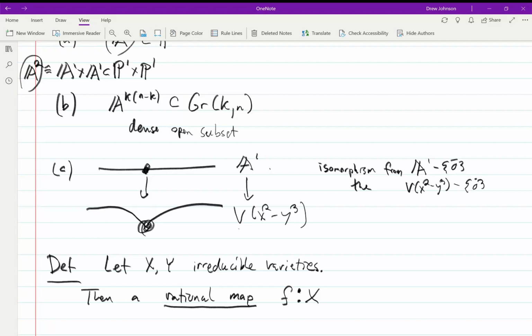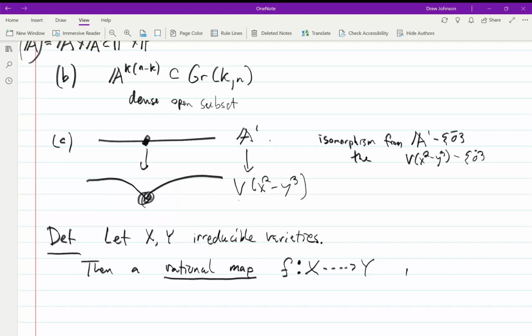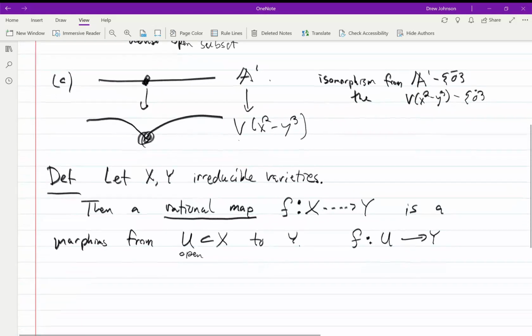and usually we write rational maps with a little dotted arrow like this. This dotted line means that it's a rational map from X to Y. And what is a rational map? It is a morphism from an open subset of X to Y. Let me write it like this: f goes from U to Y. We use the same letter to denote this morphism as we do the rational map.